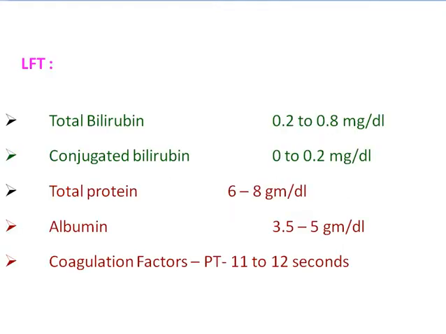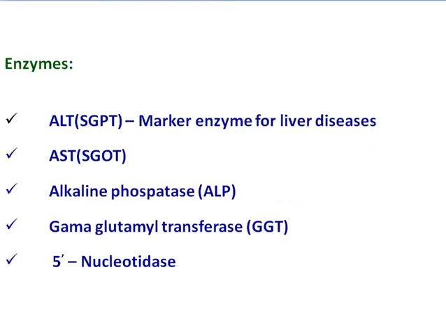Total bilirubin is 0.2 to 0.8 milligrams per deciliter. Conjugated bilirubin 0 to 0.2 milligrams per deciliter. Total protein 6 to 8 grams per deciliter. Albumin is 3.5 to 5.5 grams per deciliter, and coagulation factors: prothrombin time 11 to 12 seconds. Enzymes are ALT, alanine transaminase, and aspartate transaminase, alkaline phosphatase, gamma glutamyl transferase, 5' nucleotidase.